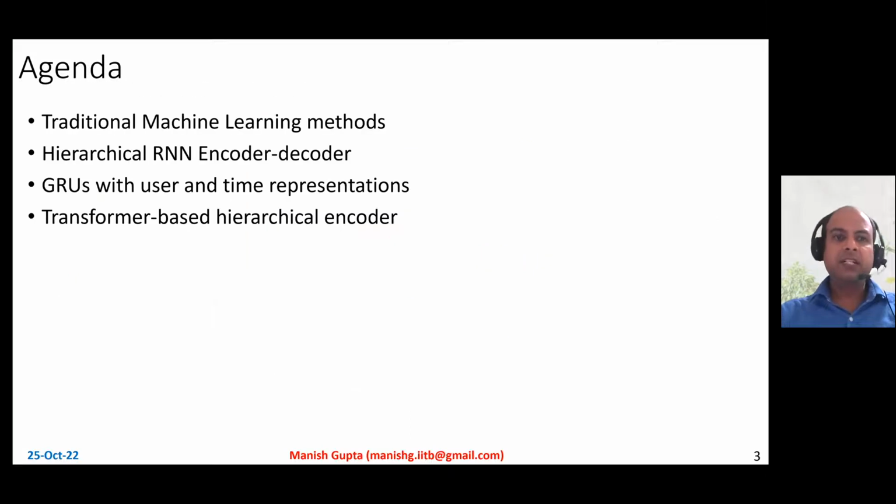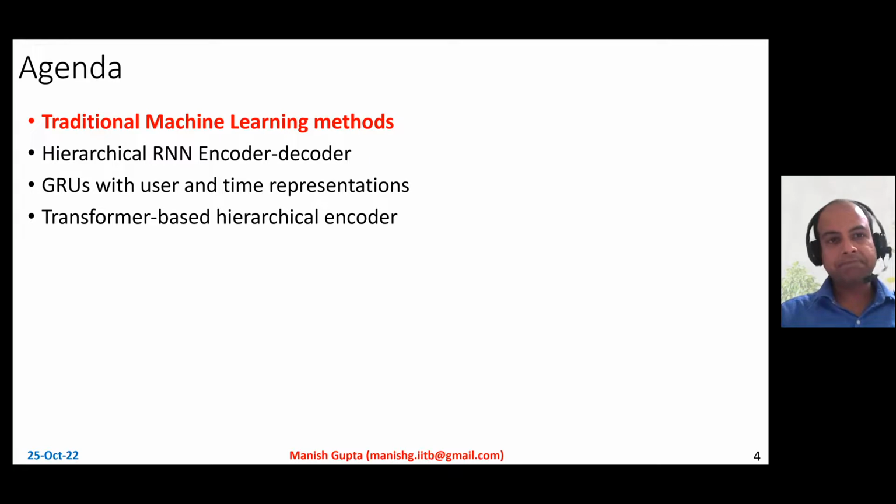In this video, we are going to talk about traditional machine learning methods that leverage personalization for query auto-completion. Then we will talk about the popular hierarchical RNN encoder-decoder model. We'll also talk about GRUs with user and time representations. And lastly, we will talk about transformer-based hierarchical encoder model for personalization.